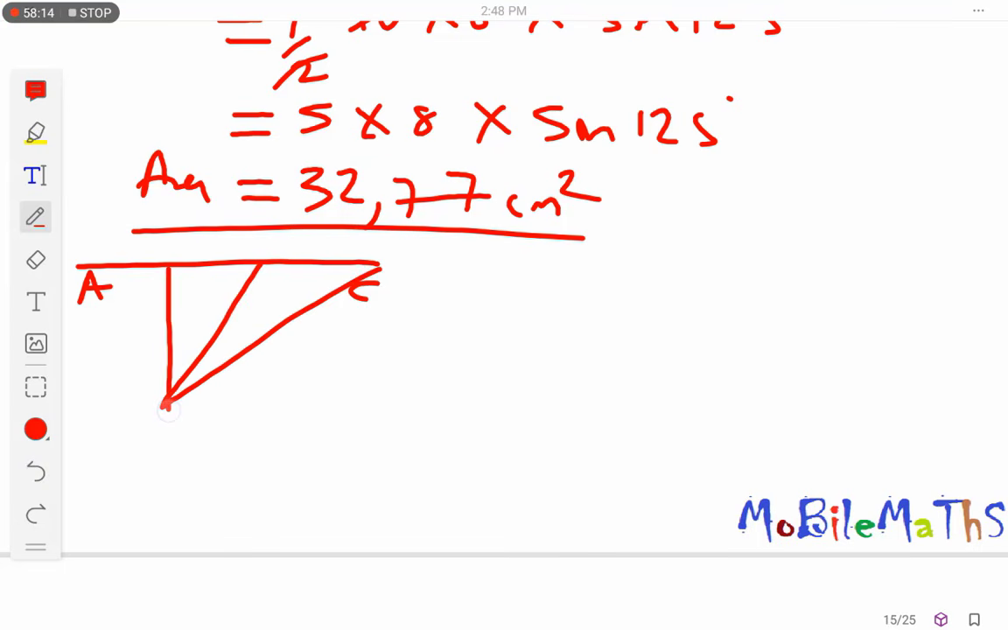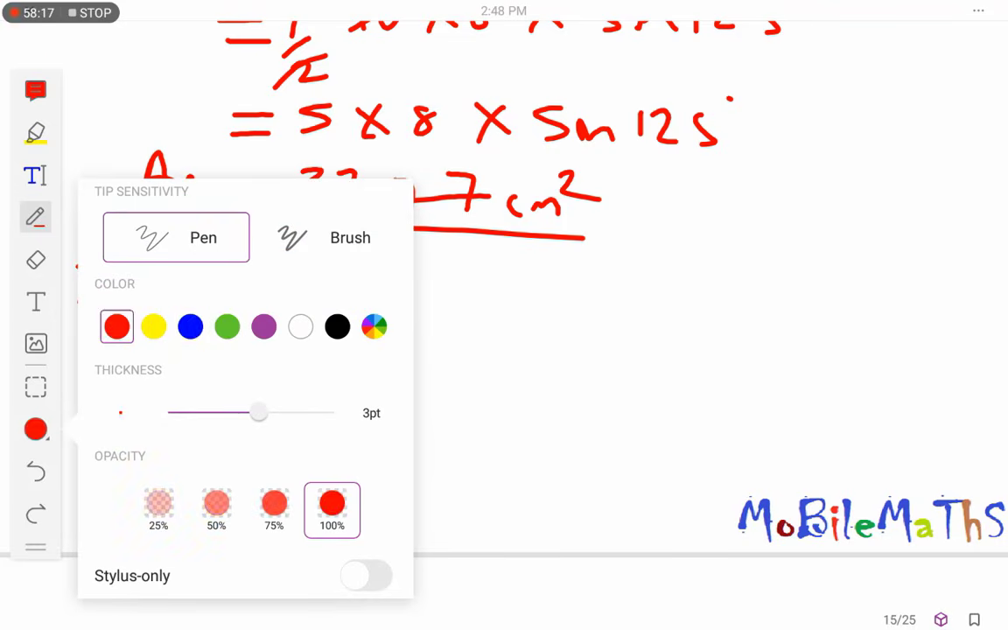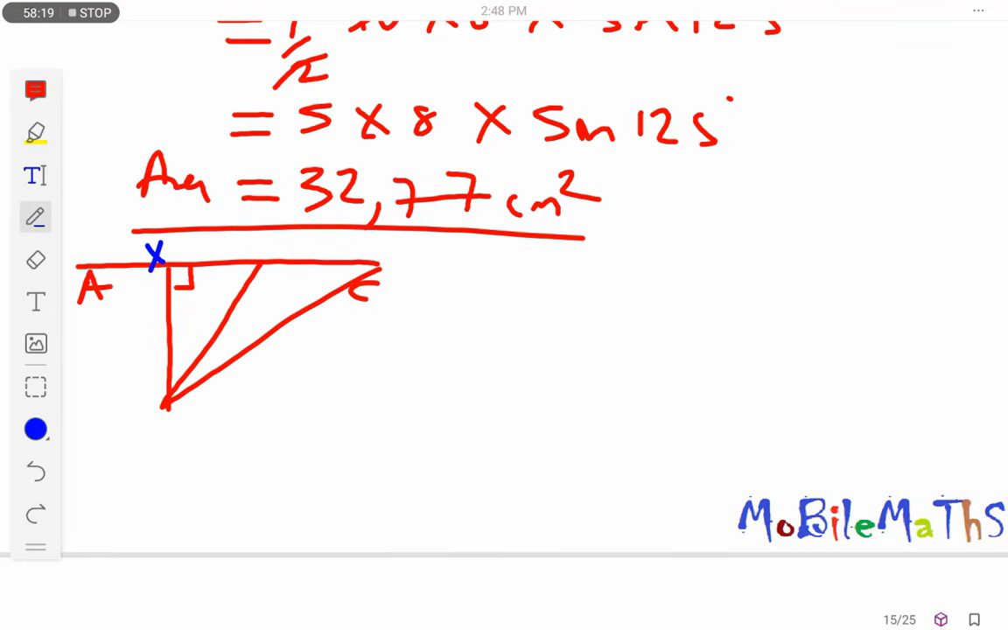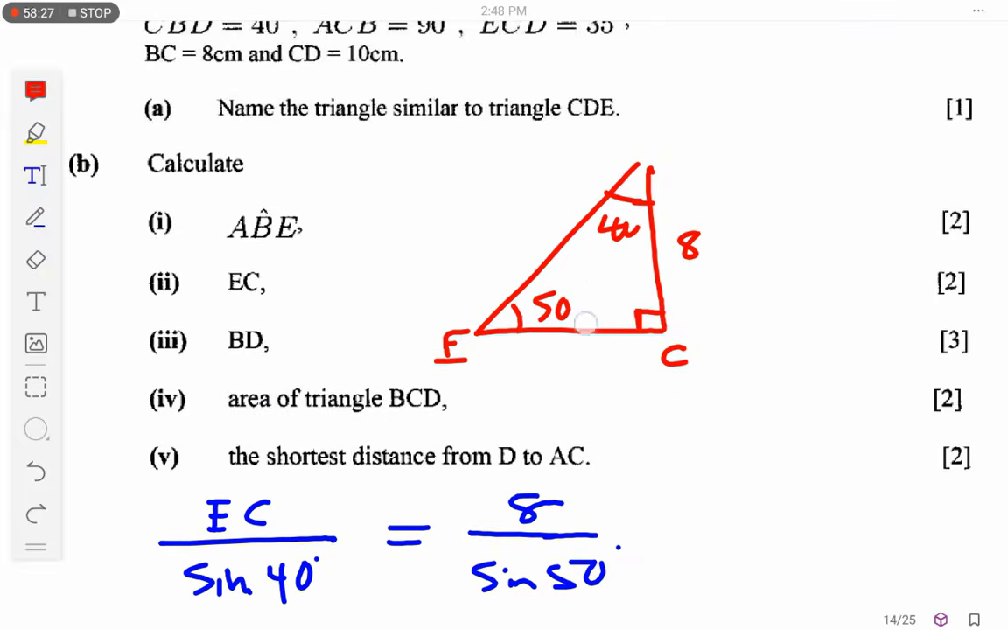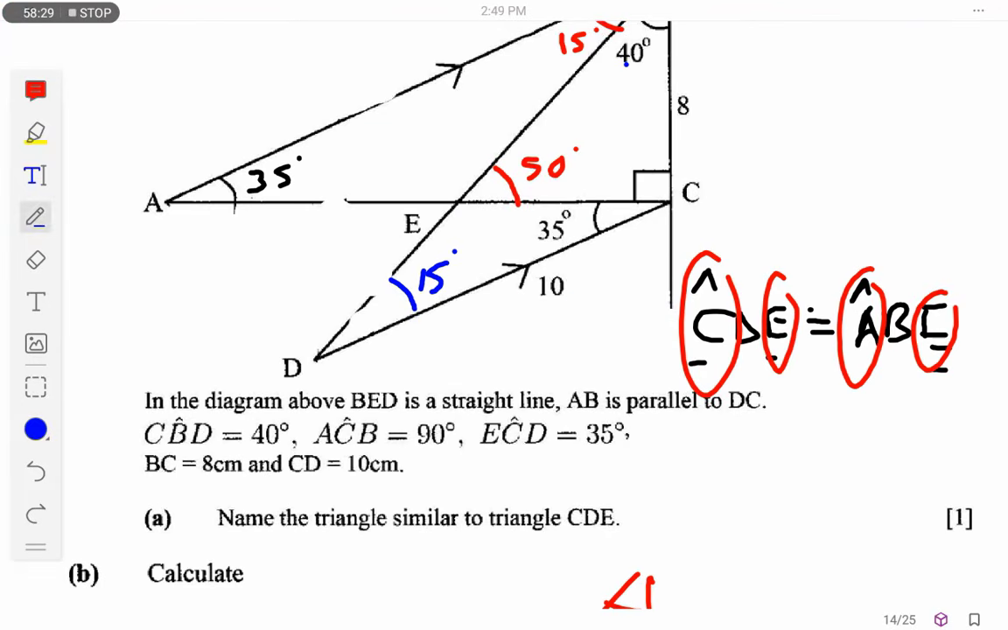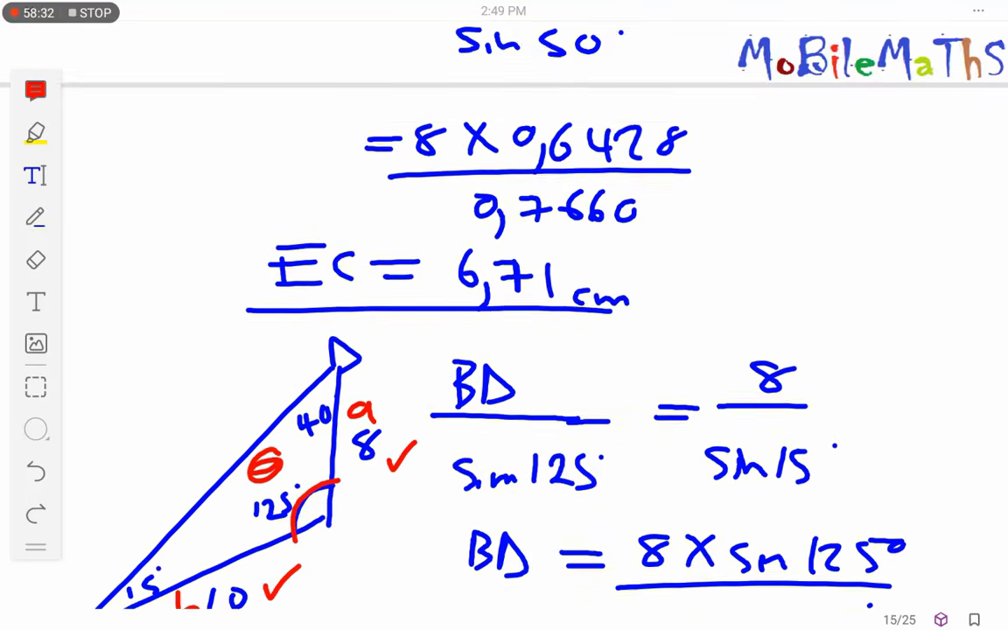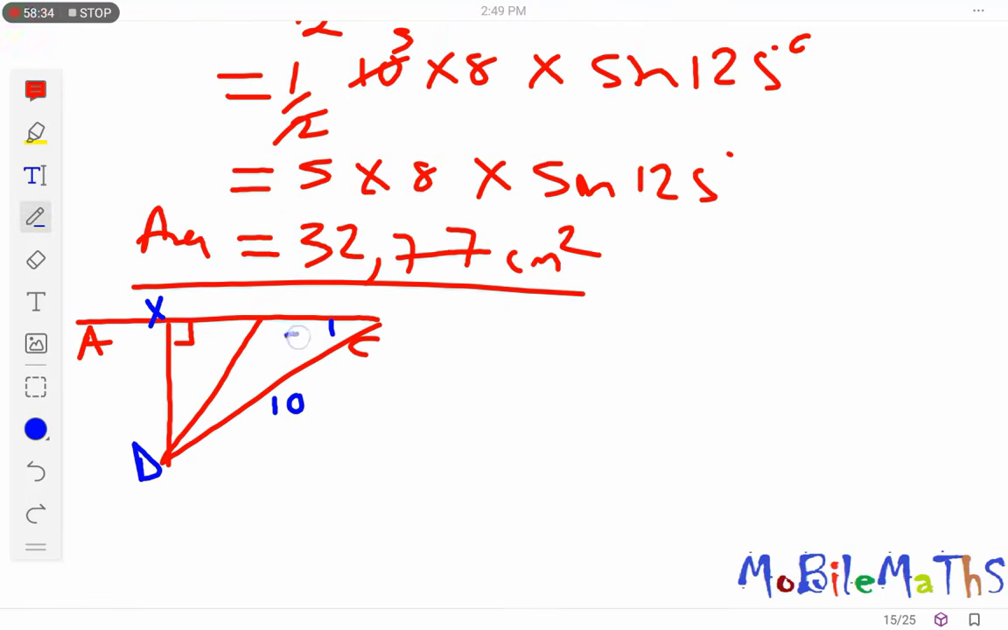We want this angle here, so I can name this X, and this is our D. Here was 10, and here was 35 degrees. Let's just confirm. Yes, 35 degrees, this one. So I can use this information to calculate my angle. When I say this is 90, this angle becomes 180 minus 90 minus 35, which gives 55 degrees.